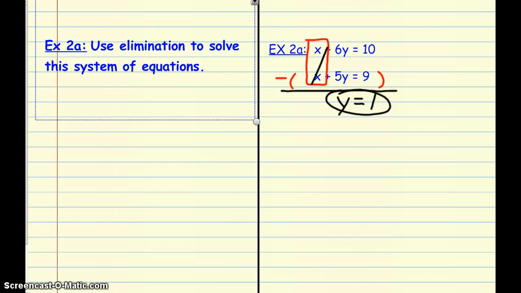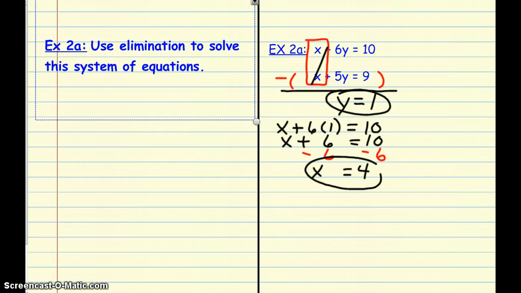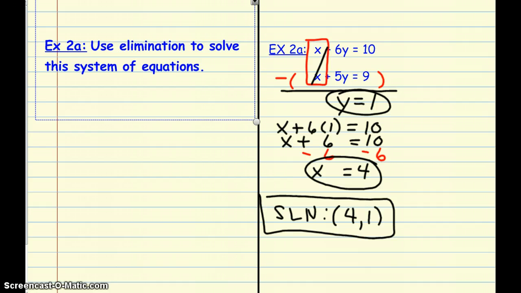And from here, we take that 1 and put it in place of y. So we have x plus 6 times 1 equals 10. Then we have x plus 6 equals 10. And then to finish solving for x, we're going to subtract 6. So we get x equals 4. Our solution then, again as a coordinate pair, is 4, 1. Again, we subtracted this because the two equations each have the same term. And again, when it's the same, we subtract.